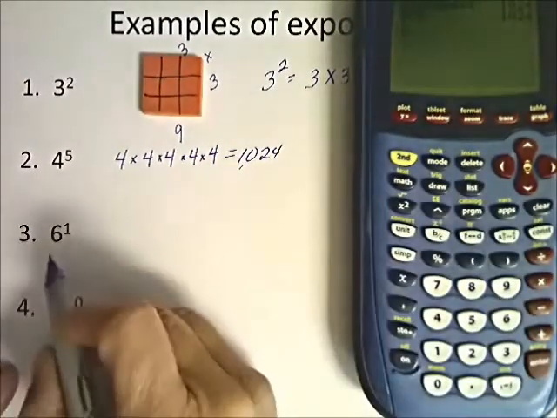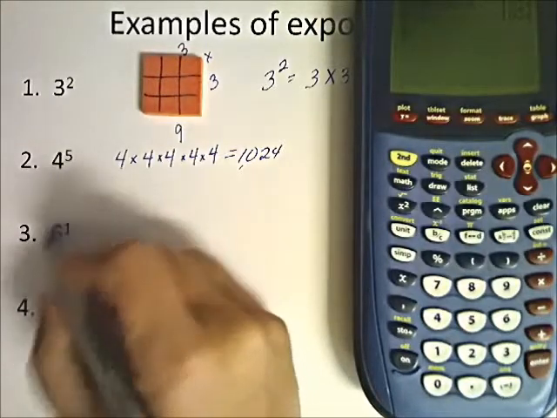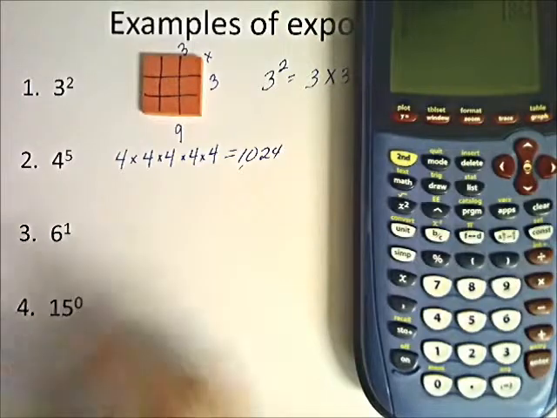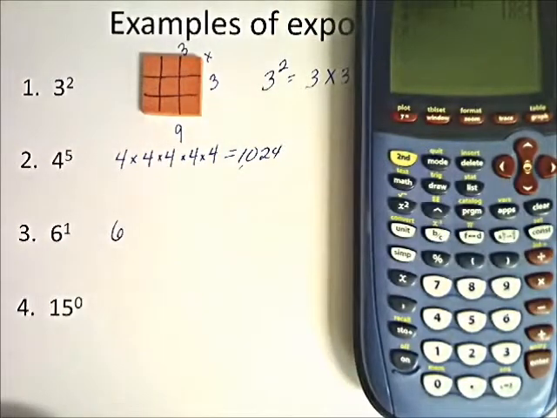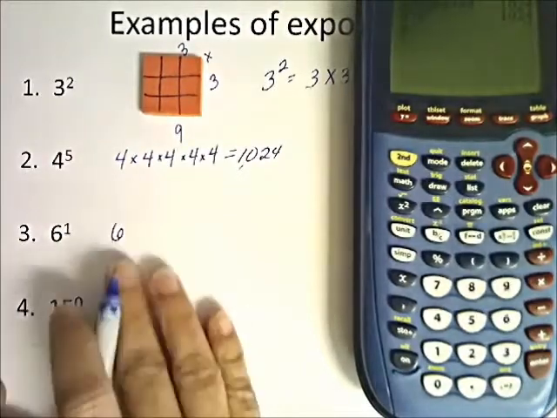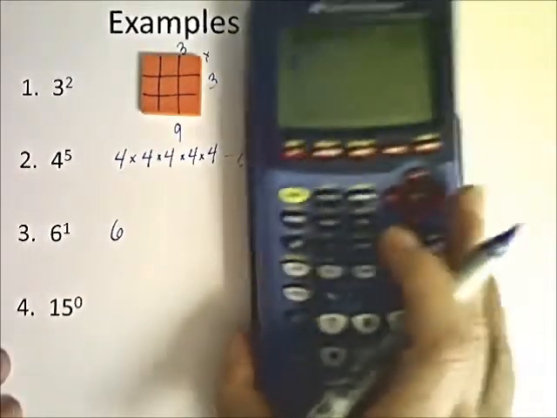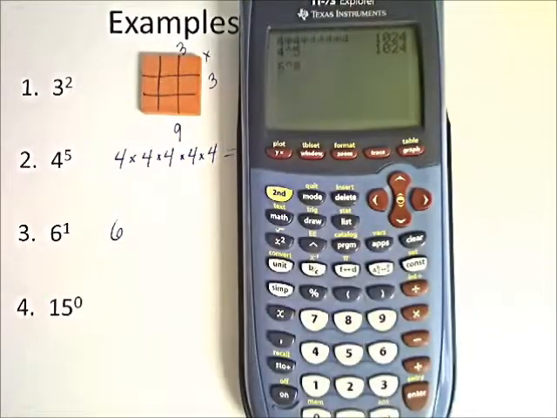Now, the next problem here is 6 to the first power. As I told you before, the exponent tells you how many times to multiply the 6 by itself. So if we say 6 to itself one time, we're not multiplying it by anything. We just have 6. If you want to look at that in the calculator, you would say 6, caret button, sometimes called the "to the" button, to the first power, equals, and you'll notice that is 6 right there.